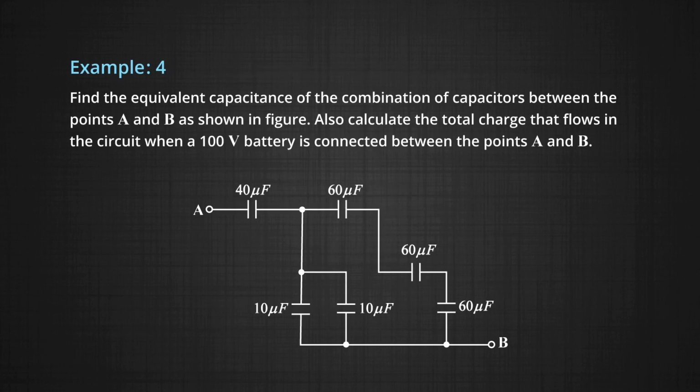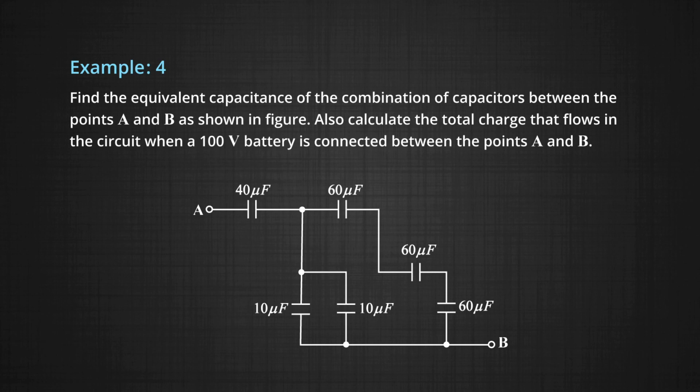Now, example 4. Find the equivalent capacitance of the combination of capacitors between the points A and B as shown in the figure, and also calculate the charge that flows in the circuit when a 100 volt battery is connected between the points A and B. This is the diagram for example 4.